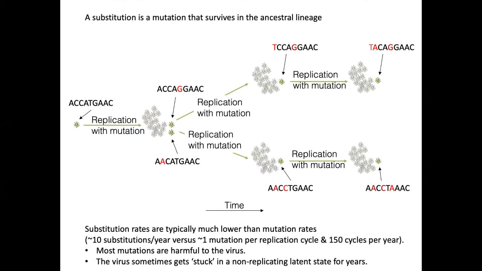And there's a second effect, which is quite specific to HIV, which is that the virus, as it goes through this process, there's a small probability that the virus will get transcribed into a resting cell and will turn itself into a non-replicating latent state, which will last for many years. And if that affects the ancestral lineage, then essentially the mutational process just gets stopped for several years, and that results in a much lower substitution rate overall.